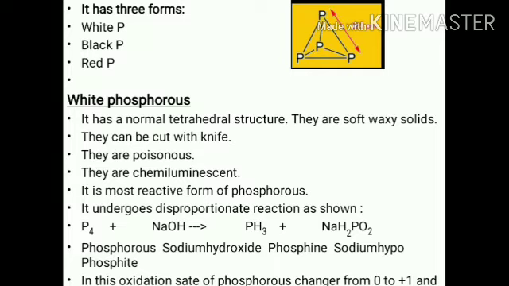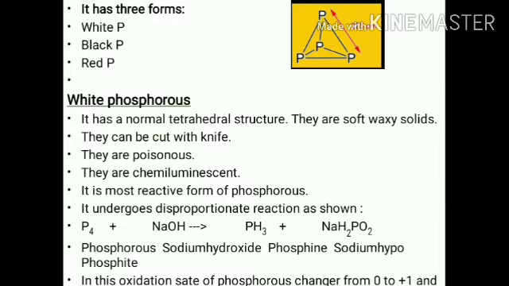The geometry of white phosphorus is given above in yellow color. The geometry is tetrahedral. You should know about it. White phosphorus is very poisonous in nature. It shows chemiluminescence, meaning it glows in the darkness. It is the most reactive form of phosphorus.